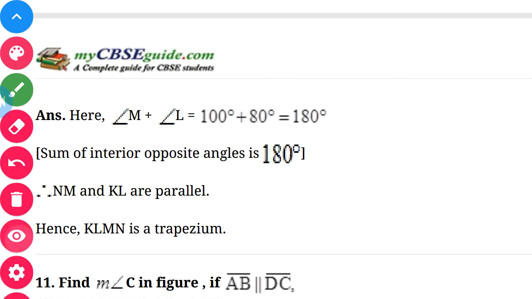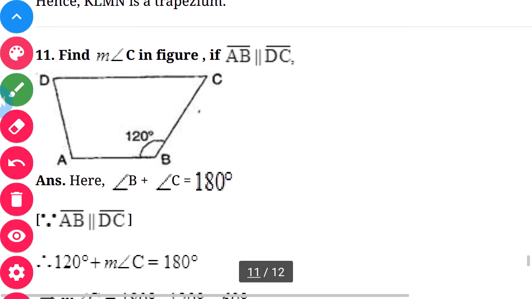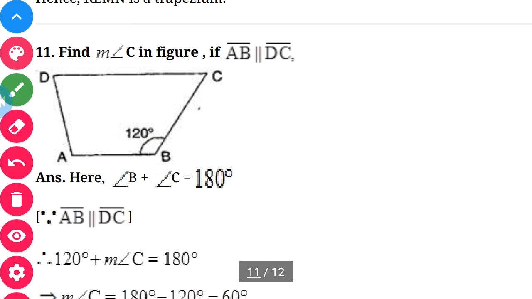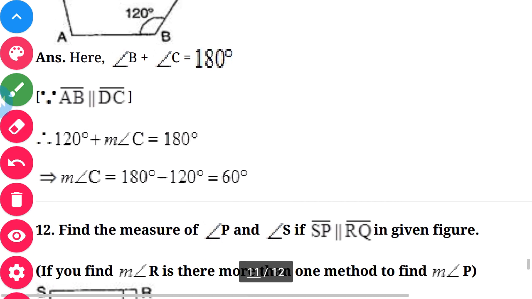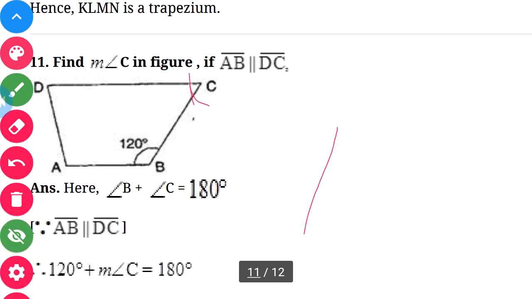And now we'll go with the 11th one. You can just see your 11th one. Find angle C, and AB is parallel to DC. So here it is a big task. We can find C easily because we know that adjacent angles B and C, when I add up, should give 180 degrees. So if I want angle C here, I am going to subtract this 120 from 180, and I am going to get what, children? I am going to get 180 minus 120 is 60. So this is how you are going to find the angle C, by the property.